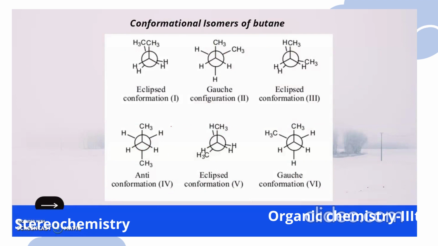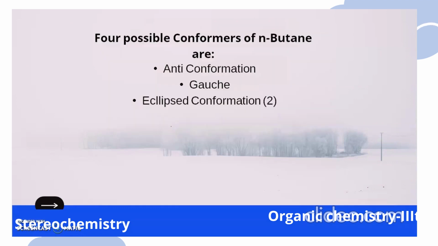The same conformers we have represented here. So now we can categorize them. Out of the conformers, we can classify them into 4 different types. The first one is anti-conformer. The second one is gauche or skew conformer. And the third one is eclipsed conformation. This eclipsed conformation is again of 2 types: partially eclipsed conformer and fully eclipsed conformer.